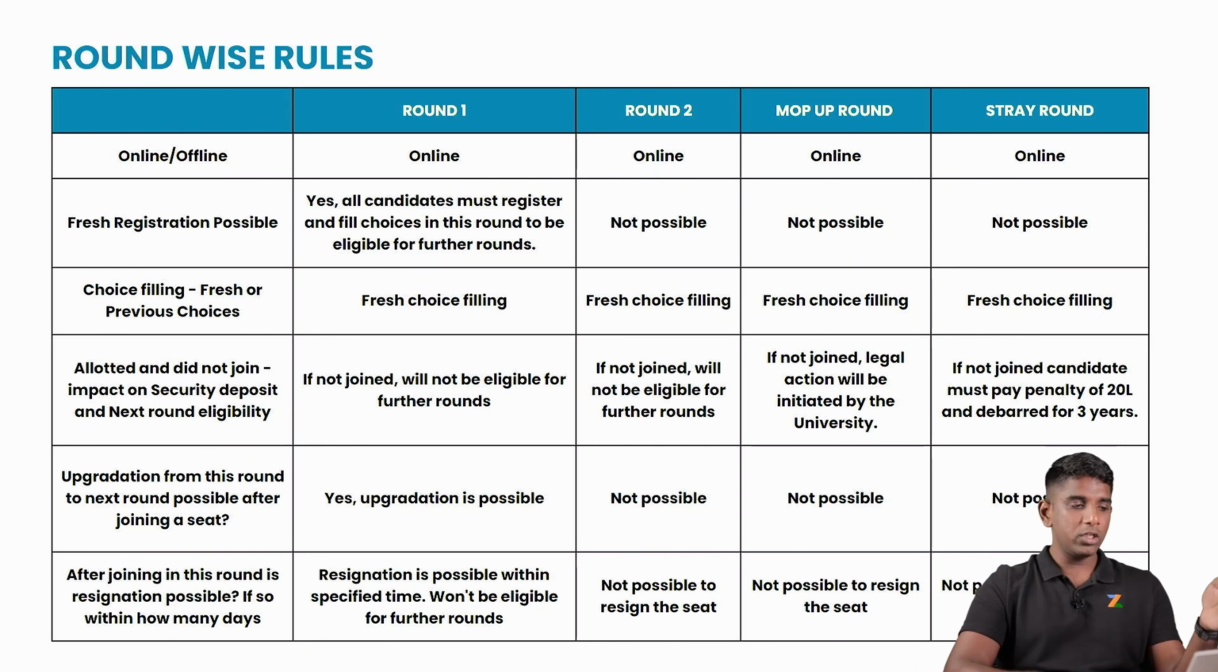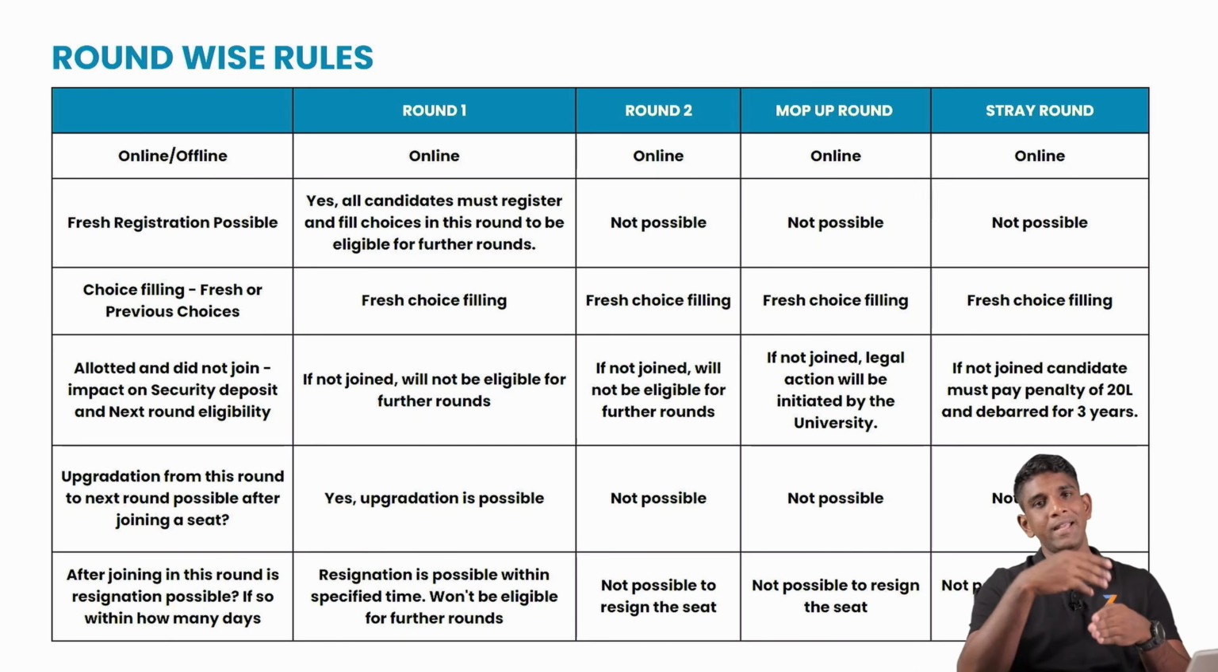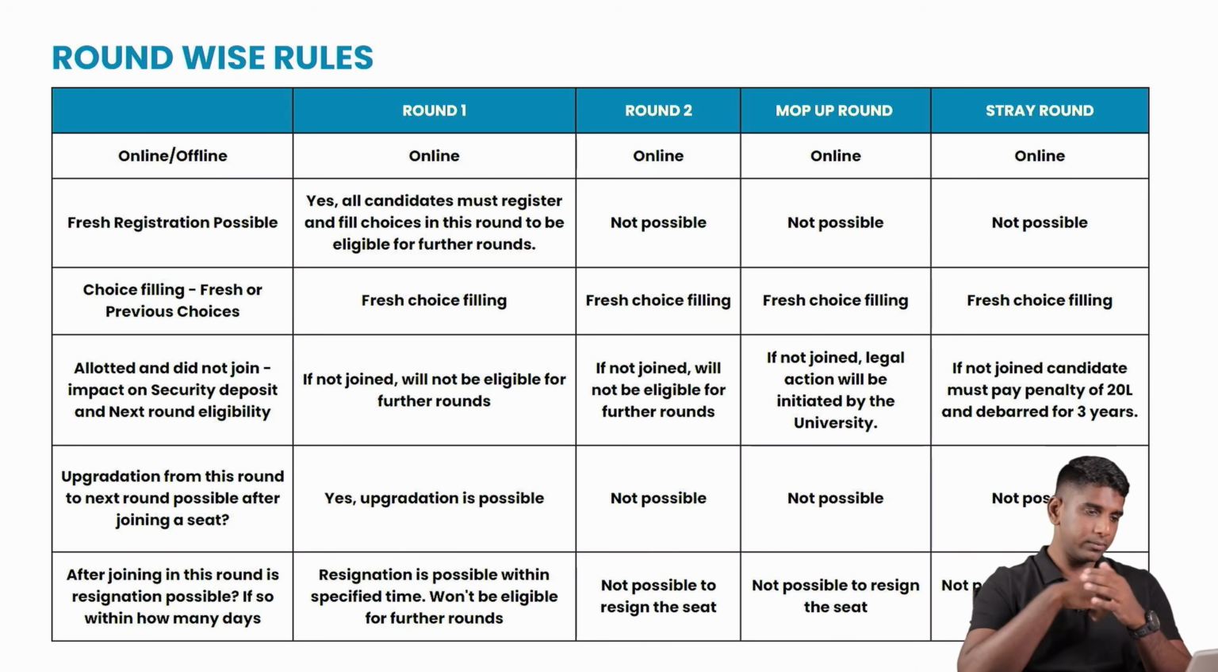And upgradation from first round to round 2 is possible. Okay, so if you get a seat in round 1, you need to join the seat, and in round 2 you can fill up fresh choices and you'll be able to upgrade the seat from round 1 to round 2. If you join a seat in round 1, resignation is possible in round 1 within the given time, but if you resign the seat, you won't be eligible for further rounds.